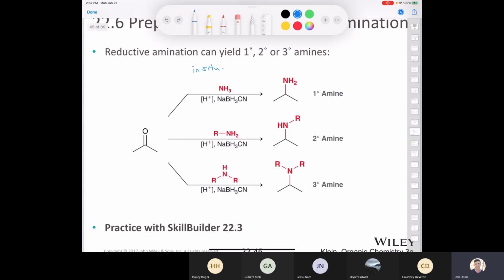So it's a very powerful reaction, reductive amination, right? All you need is an amine, a little bit of acid, and sodium cyanoborohydride, which isn't a very expensive reagent. So you can see why this is so popular with organic chemists.